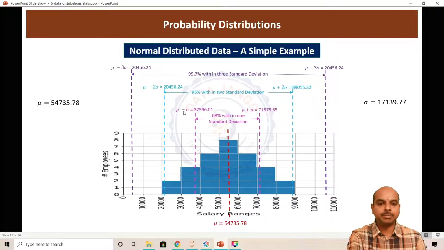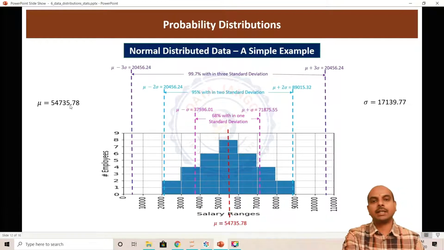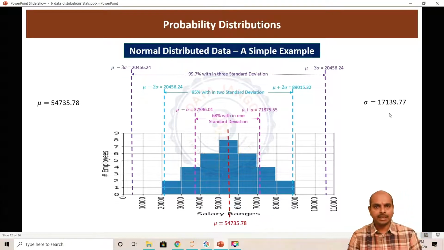One standard deviation means mean minus standard deviation. What is standard deviation here? 17,139 is the standard deviation, and the mean is 54,735. That means the mean salary of the 32 employees is 54,734, and the standard deviation of the 32 employees is 17,139. What is standard deviation?